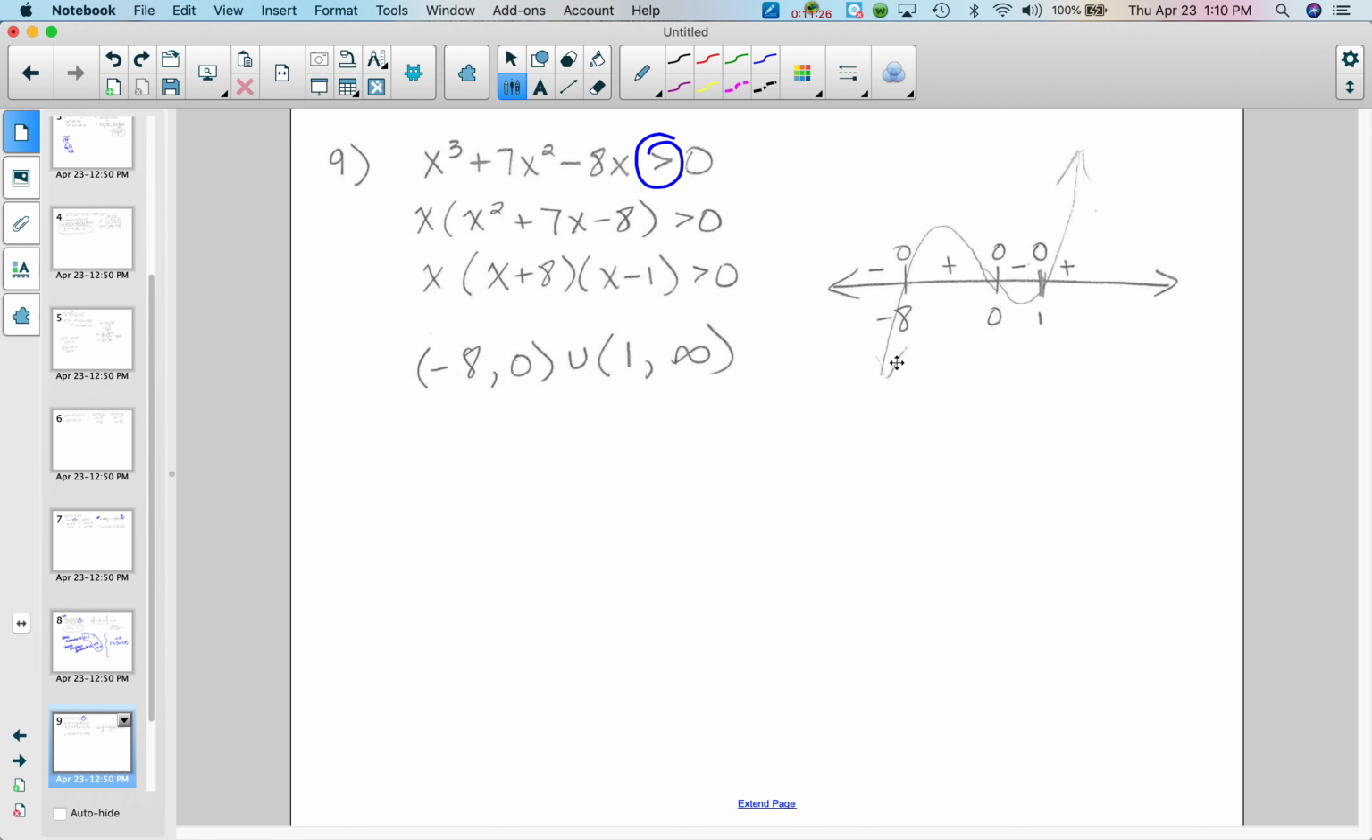Now you'll notice I also sketched a graph using end behavior, because this is a cubic function, and it's positive. So I know this is the general shape, and I know where my zeros are. Well, look where it's positive, where it's above the x-axis. Between negative 8 and 0, it's above the x-axis. Between 1 and infinity, it's above the x-axis. So that's another way you could look at this to decide where it's positive, because that's what you wanted in this case, where it's positive.